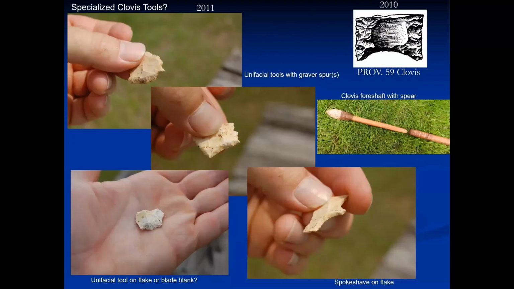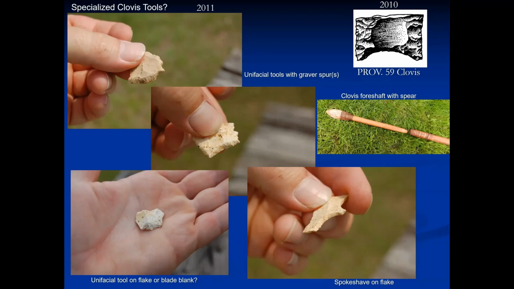And the other interesting thing is that we have not just Clovis points, but we've got a Clovis toolkit. We've got these specialized tools, unifacial tools with spurs, flakes on blades, spokeshaves, that we think were used in the production of hafts and shafts for the points, right? This is the thing that we don't find. This is all gone, rotted away long ago. We never find this, right?